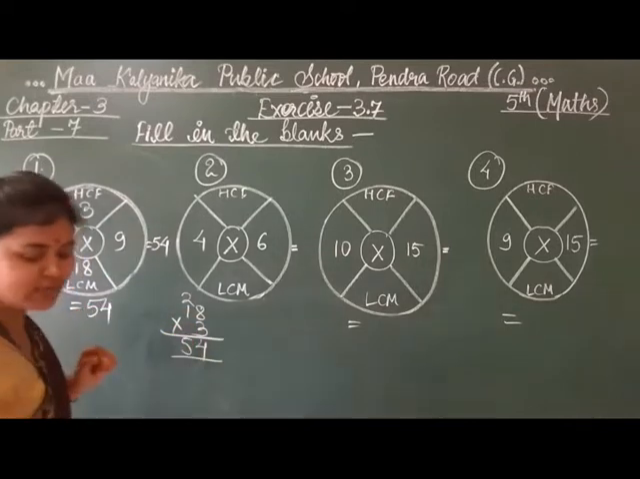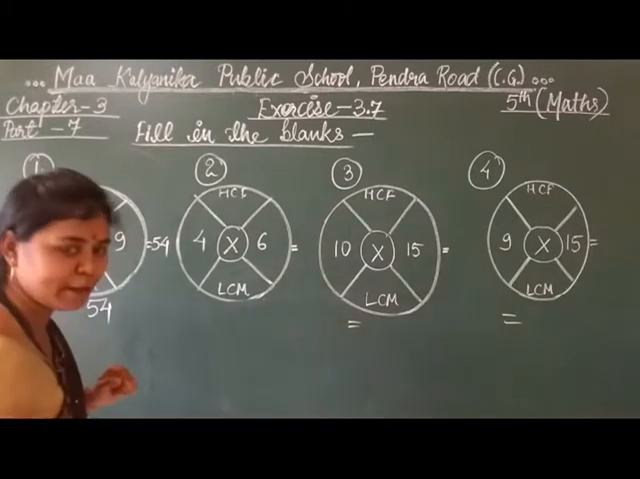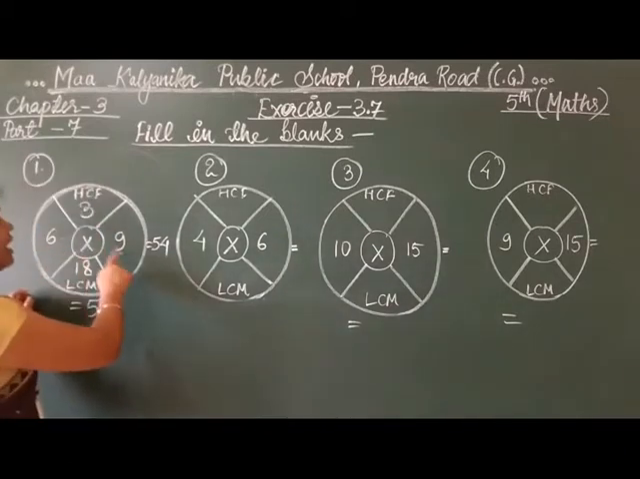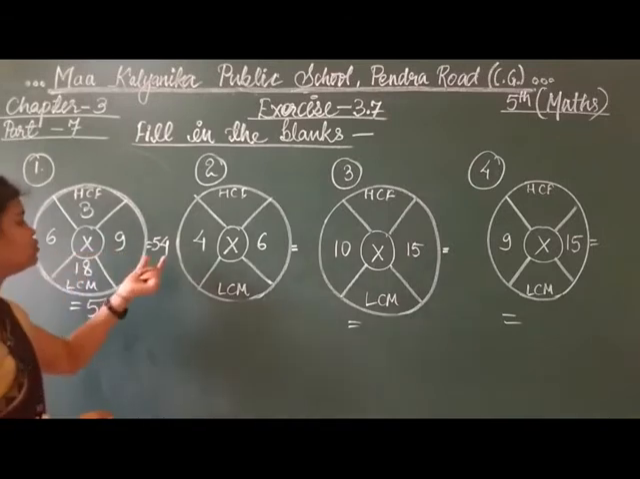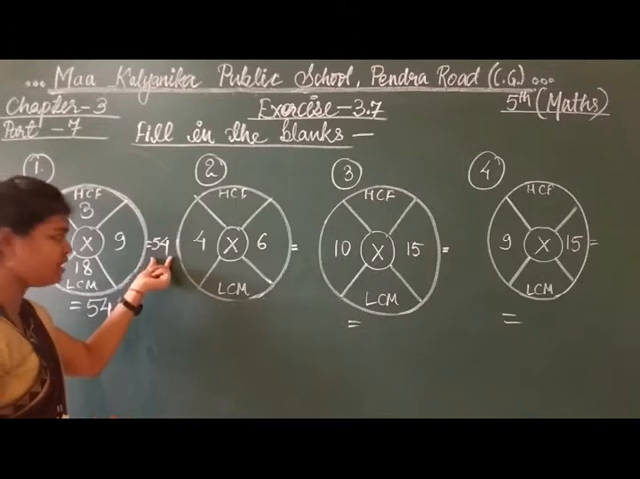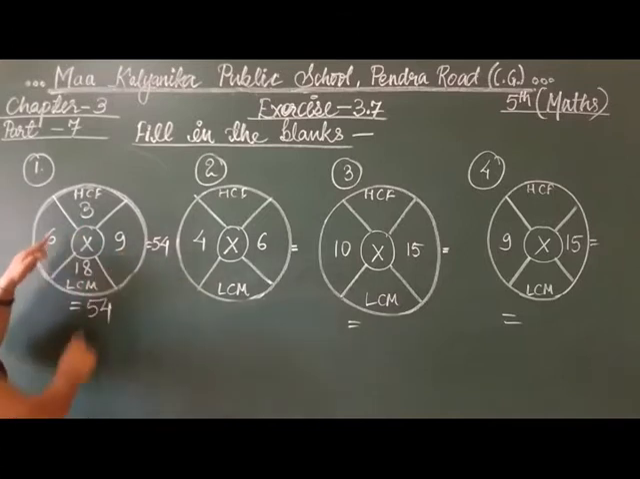So what are you receiving here? The same answer we are receiving over here. Means 6 and 9 are the two factors, and after multiplying these two, we are receiving the product 54. And after finding the LCM and HCF of 6 and 9, the HCF is 3 and the LCM is 18.